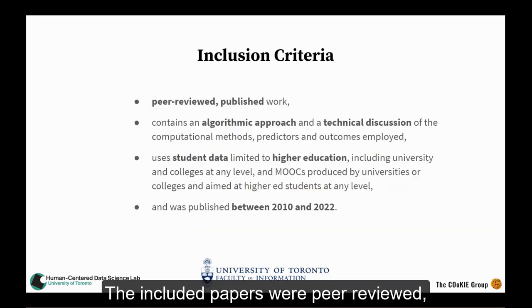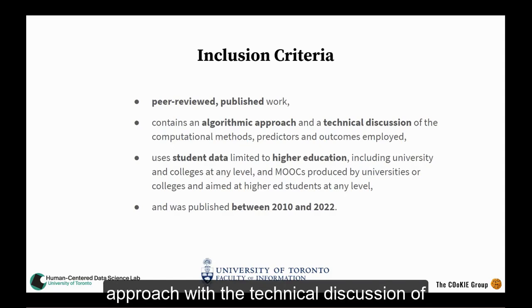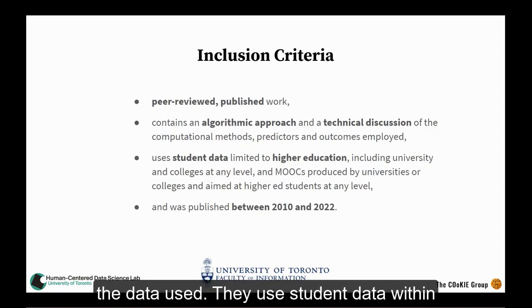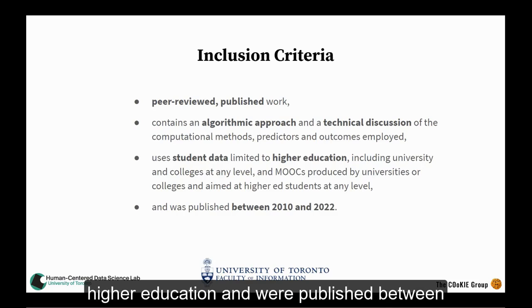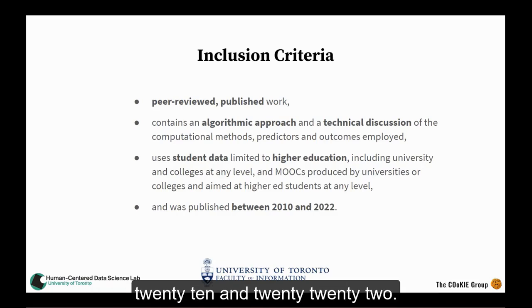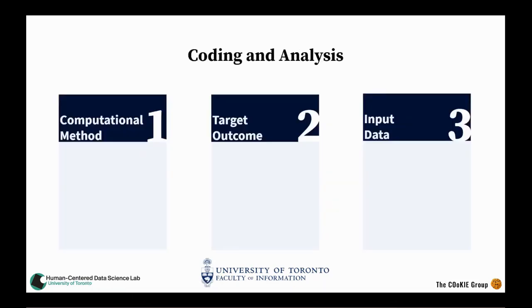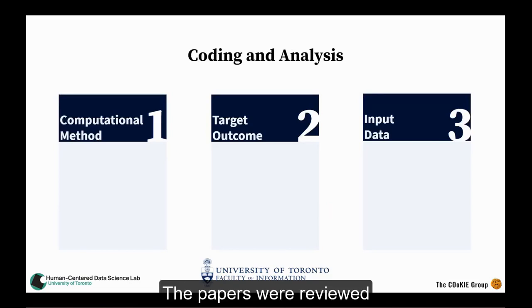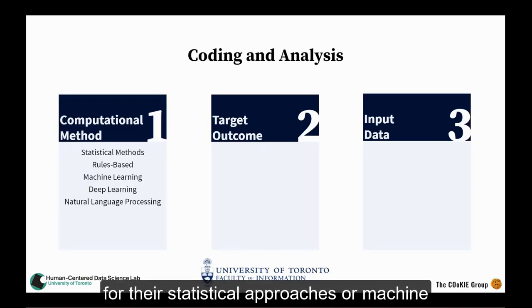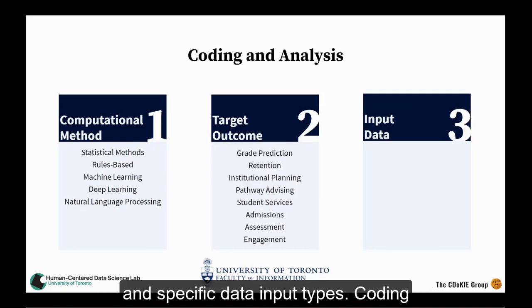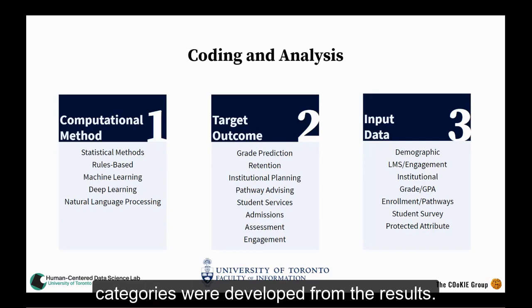The included papers were peer-reviewed, published work containing an algorithmic approach with a technical discussion of the data used. They used student data within higher education and were published between 2010 and 2022. The papers were reviewed for their statistical approaches or machine learning models, target outcome variables, and specific data input types. Coding categories were developed from the results.